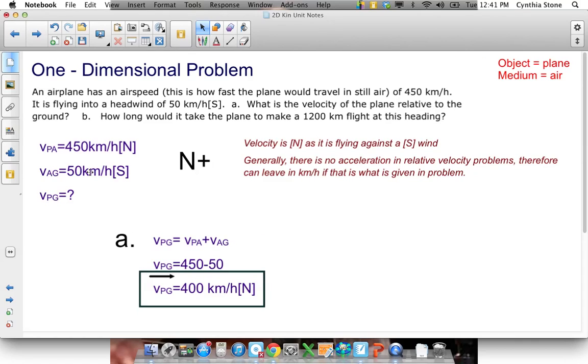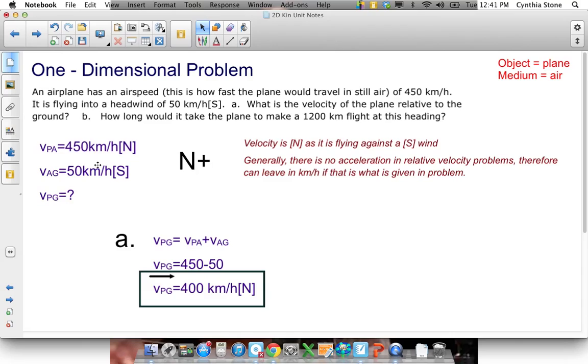So in a one-dimensional problem, pretending that there's no crosswind, I think you might have to write down this example. I have a feeling I had trouble with the original handout copy, but you can just stop the tape and write it down. An airplane has an airspeed, and this one is actually just looking for VPG. It's saying the pilot has set up to travel 450 kilometers per hour, going into a headwind, so that means it must be headed north because the headwind is south. What is the velocity of the plane relative to the ground, and how long will it take to make a certain flight?